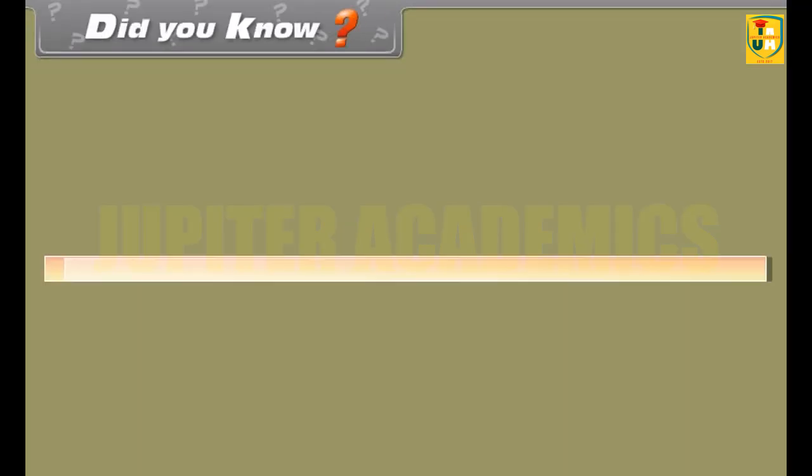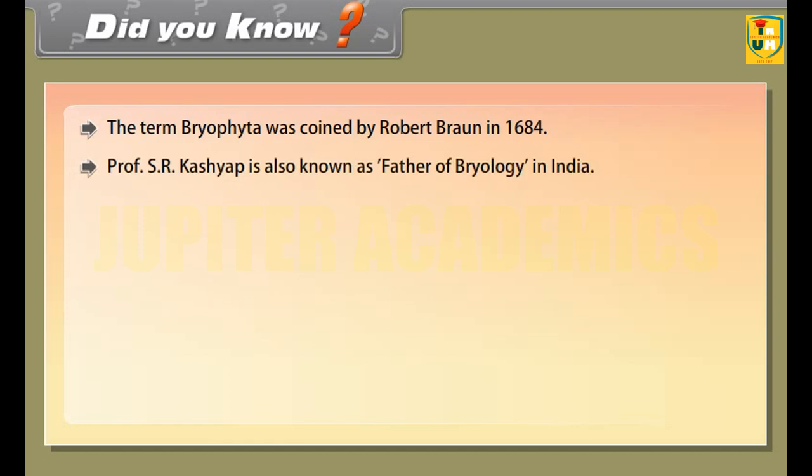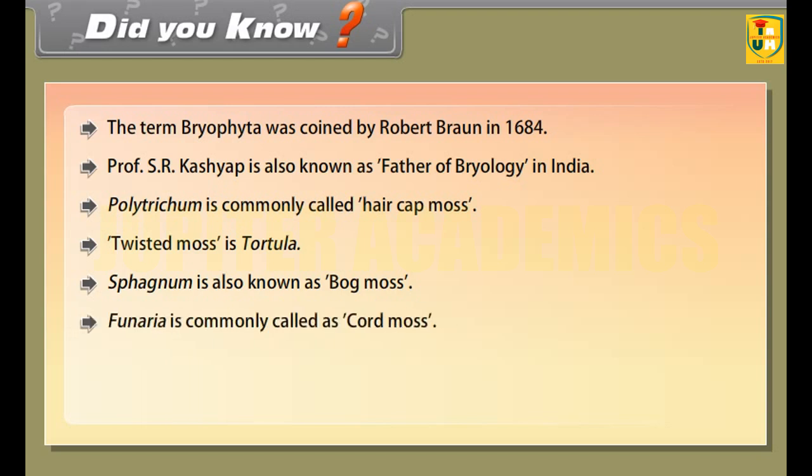Did you know? The term Bryophyta was coined by Robert Braun in 1684. Professor S.R. Kashyap is also known as the father of bryology in India. Polytrichum is commonly called haircap moss. Twisted moss is Tortula. Sphagnum is also known as bog moss. Funaria is commonly called cord moss.